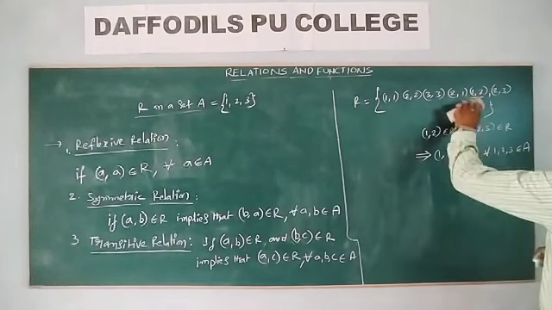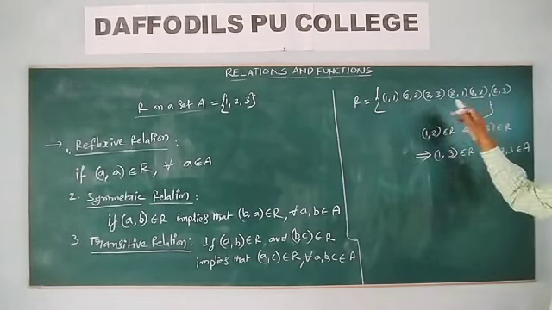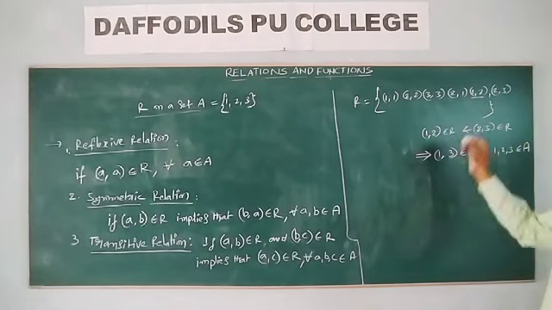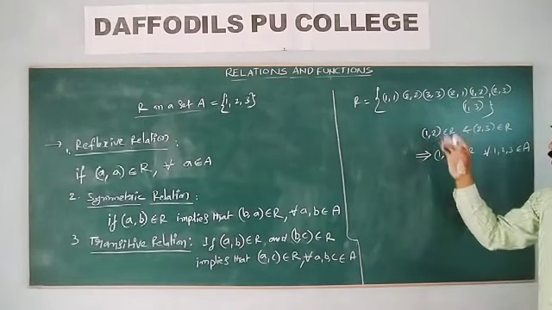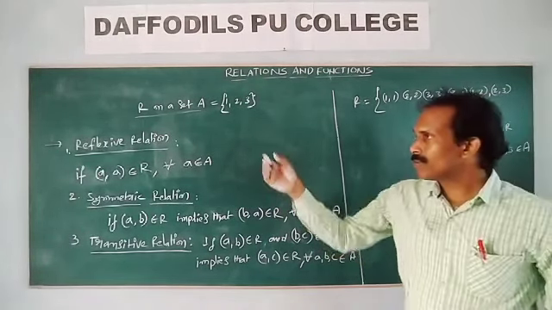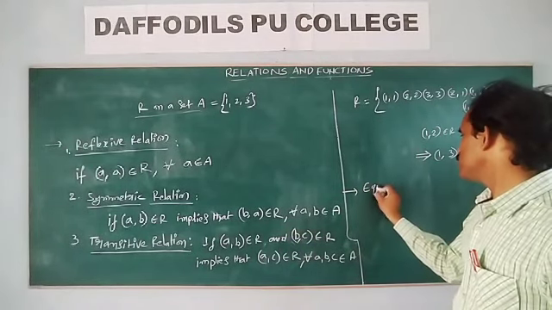Suppose (1, 3) is not there. With (1, 2) and (2, 3) the combination gives (1, 3). If it is not there, it is not transitive. So this is the transitive relation. Very important. Next, equivalence.